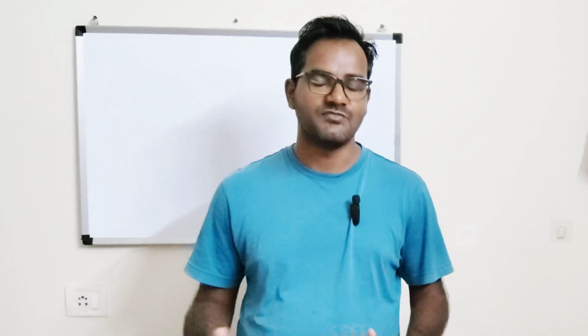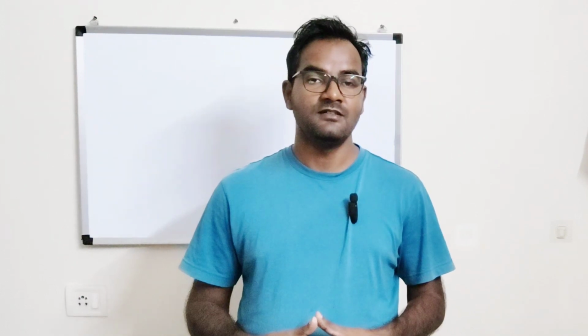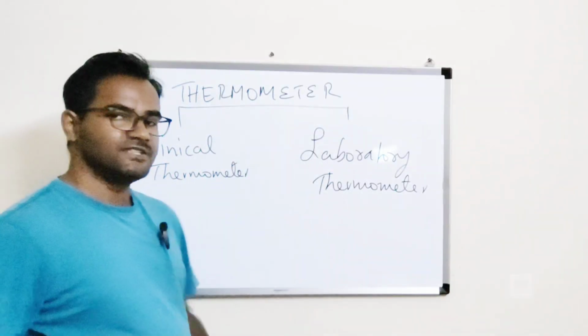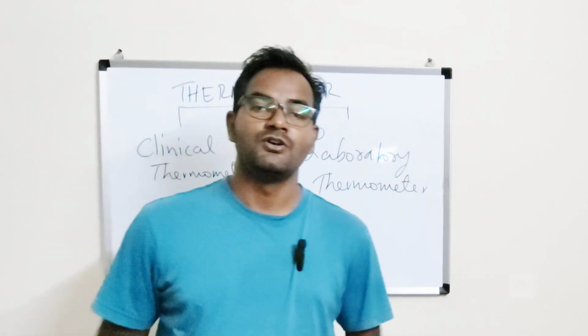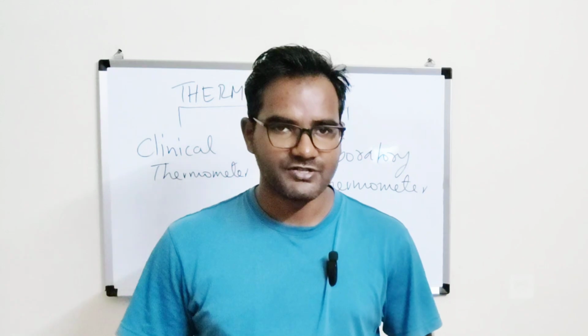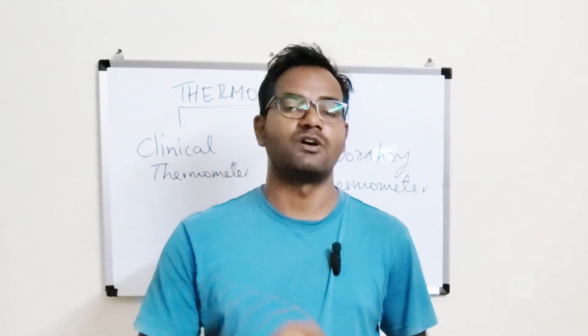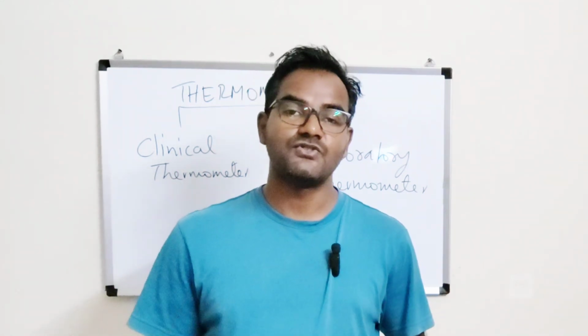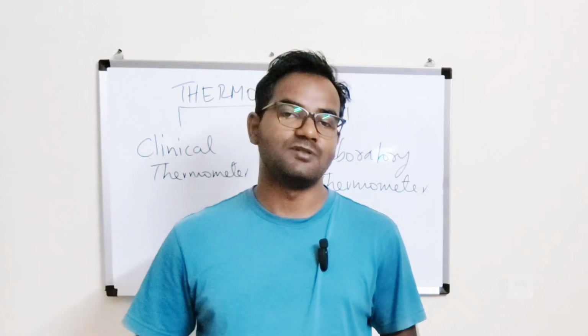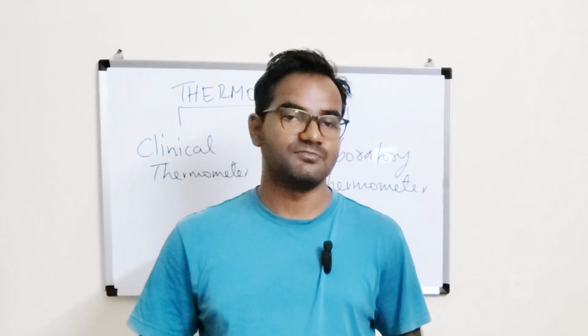So you know that a thermometer is a device which we use to measure the temperature of any given material or substance, right? How many types of thermometers are there? There are two types of thermometer: the clinical thermometer, and then we have the laboratory thermometer. Now you will think, why do we use a clinical thermometer and why do we use a laboratory thermometer? What is the difference? That is what we want to talk about in this video. You have to know the difference. Why do we use the clinical thermometer for clinical purposes and the laboratory thermometer for laboratory purposes?